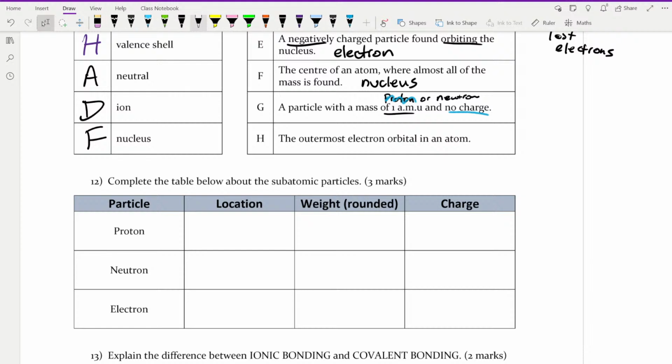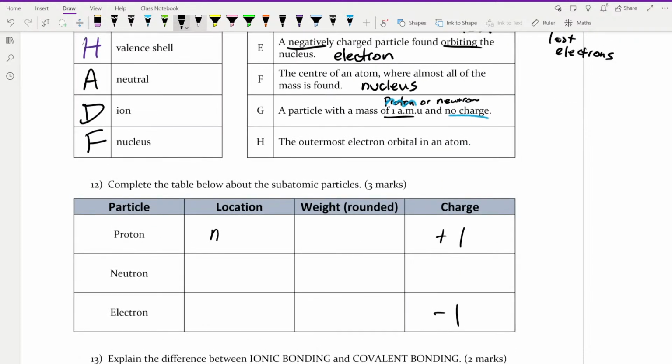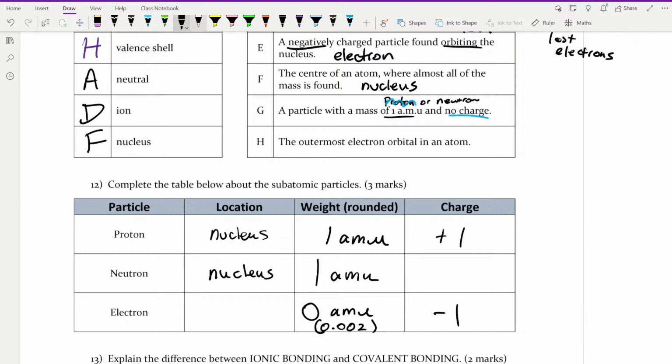You know, all this information is actually in the previous question. Protons, they have a positive charge. Electrons, they have a negative charge. And that tells us here that the stuff in the nucleus are the heavy ones. So that's the proton and the neutron, they're in the nucleus. 1 atomic mass unit, 1 atomic mass unit. An electron rounds to 0 atomic mass unit. Really, it's like 0.002. And they are found in orbits. And this has no charge. Good.